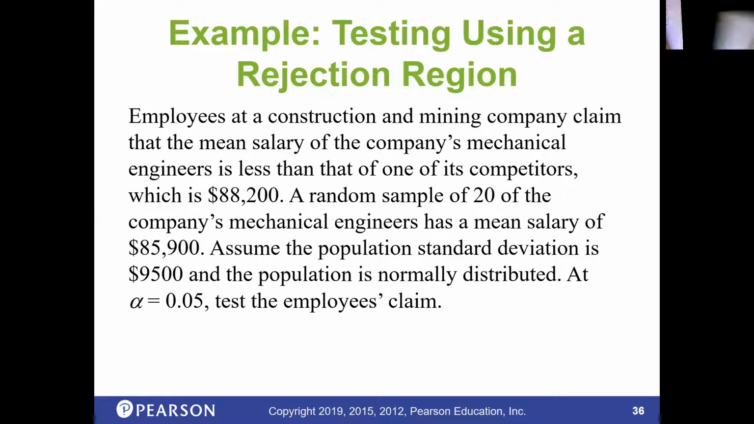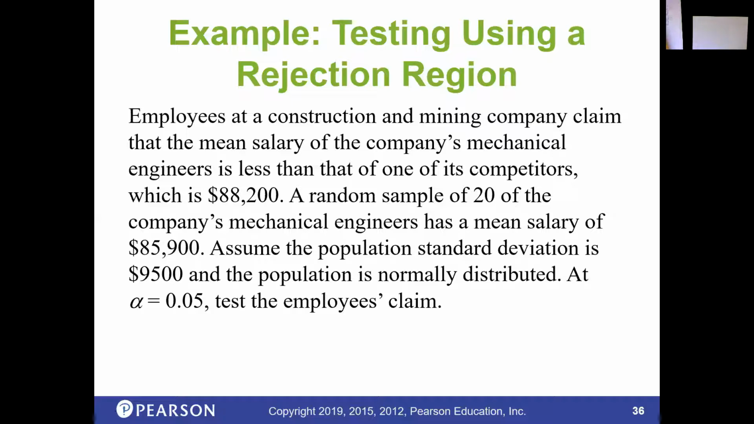So we have in this problem, employees at a construction and mining company claim that the mean salary of a company's mechanical engineers is less than that of one of its competitors, which is $88,200. A random sample of 20 of the company's engineers has a mean salary of $85,900. Assume the population standard deviation is $9,500 and follows normal distribution. At the 0.05 level, test the employee's claim.